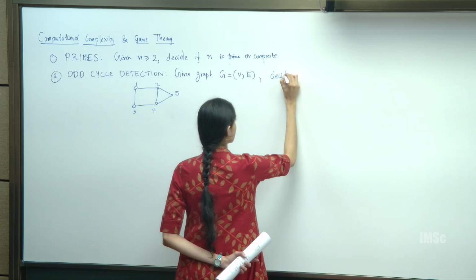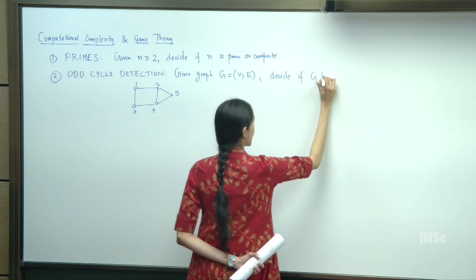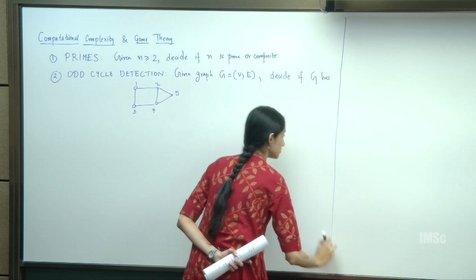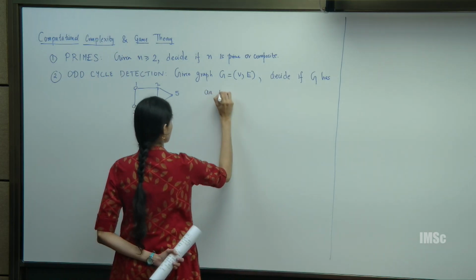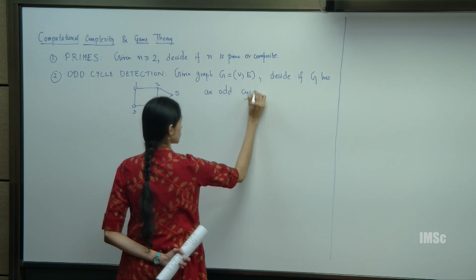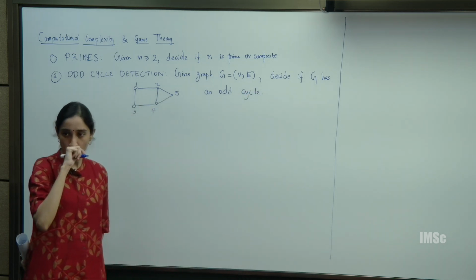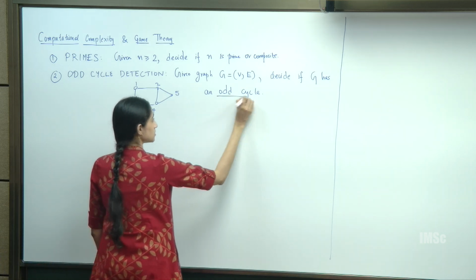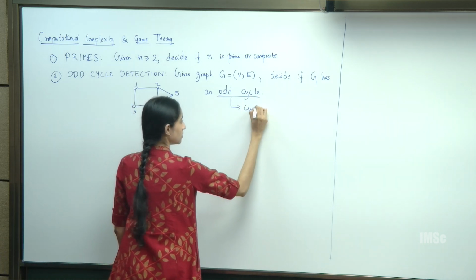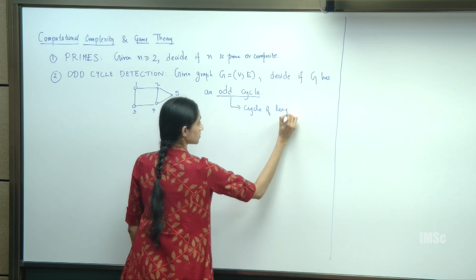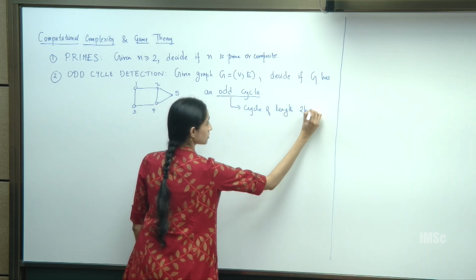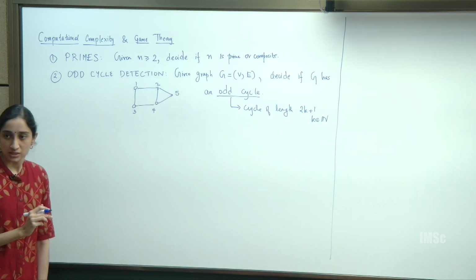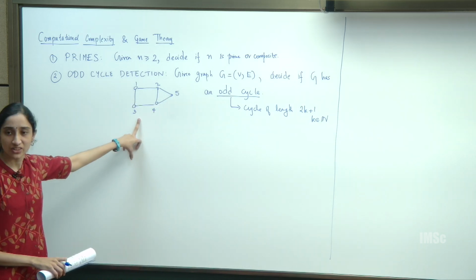Decide if G has an odd cycle. It's an odd cycle. So what do I mean by an odd cycle? A cycle whose length is odd. Okay. A cycle of length, say 2k plus 1. Right. So this graph, does it have an odd cycle?